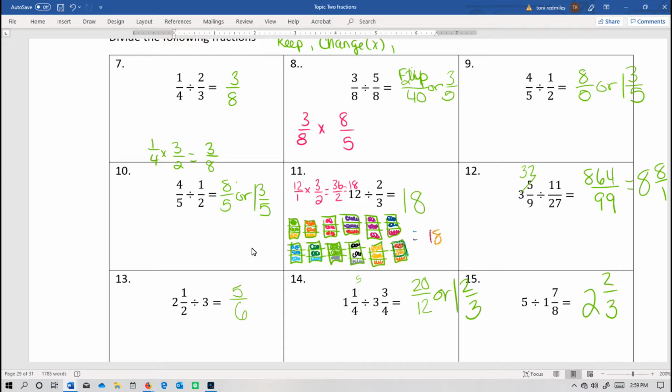Now if you do cross canceling, you can cross out these 8s, and it's 3/5. Now if you don't, then you would have gotten 24/40 and then had to reduce. Keep, change, flip. 4 times 2 is 8. 5 times 1 is 5. 5 can go into 8 one time with 3 left over, and the denominator stays the same.